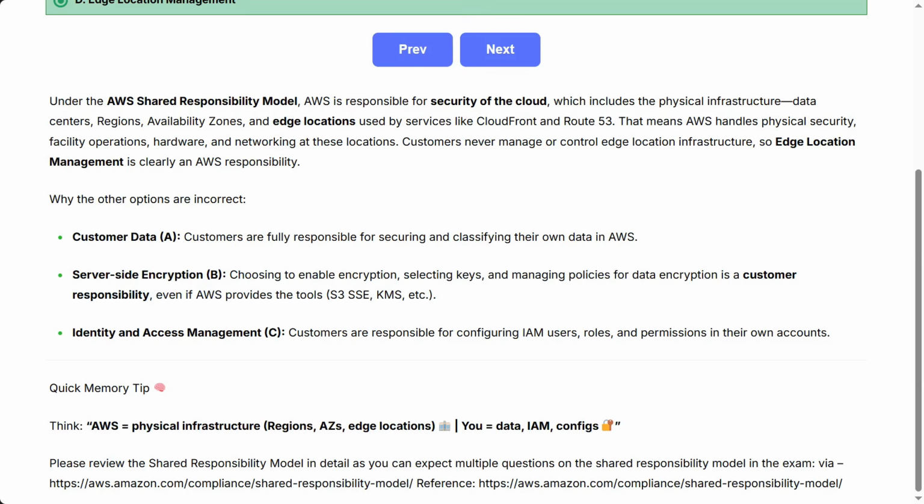Quick memory tip, think: AWS equals physical infrastructure, regions, AZs, edge locations. You equal data, IAM configs.